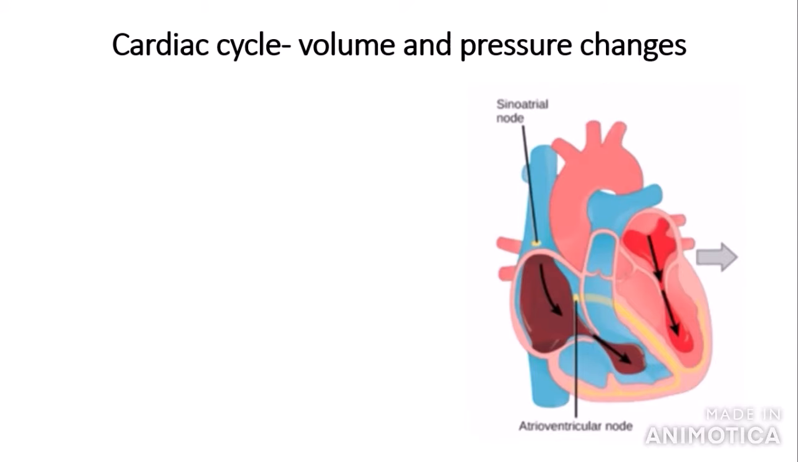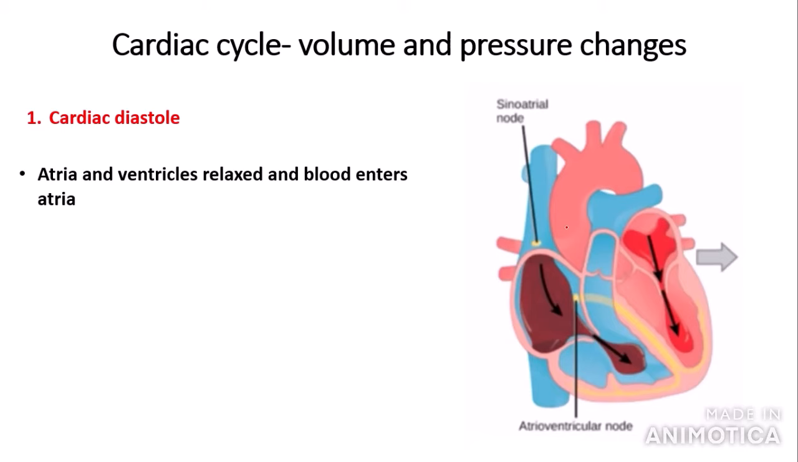So now you need to know in a bit more detail about the cardiac cycle, so the volume and pressure changes associated with this. The first step in the cardiac cycle is what we call cardiac diastole. In cardiac diastole, the atria and the ventricles are relaxed and the blood enters the atria, so you can see the blood is entering here. This is the right atria and this is the left atria here.